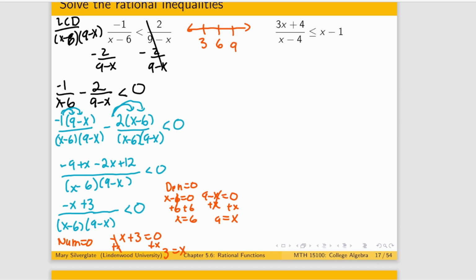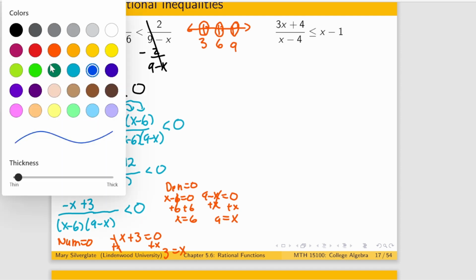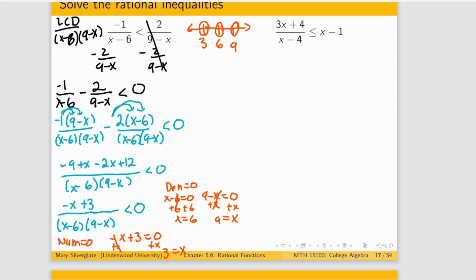And who would get open circles and who would get closed circles? So this time, it's just a greater, less than symbol anyway, so actually everybody gets open circles. And the 6 and the 9, even further, like double reasons, get open circles because they have to do with our denominator. And now I pick my testing points for each region of the number line. And I'm going to personally use this final form of -x plus 3 over x minus 6, 9 minus x in order to test.